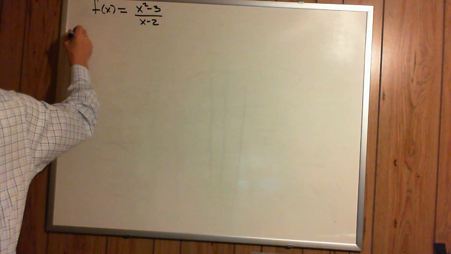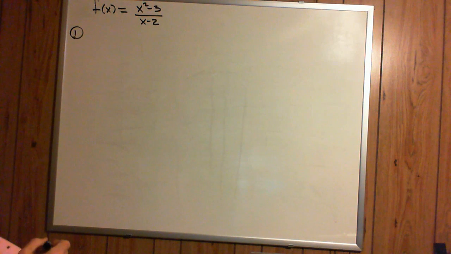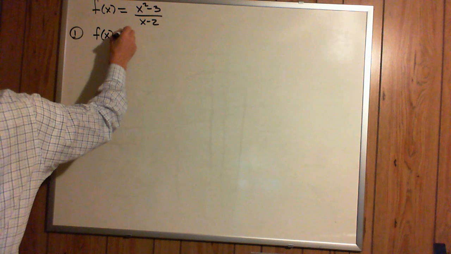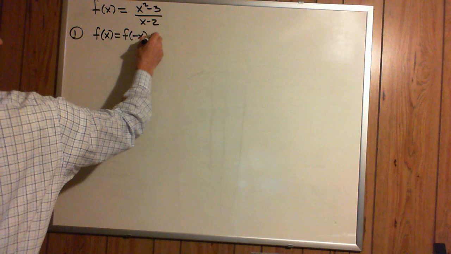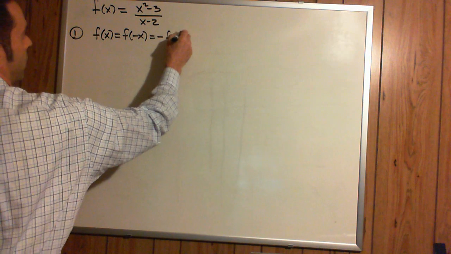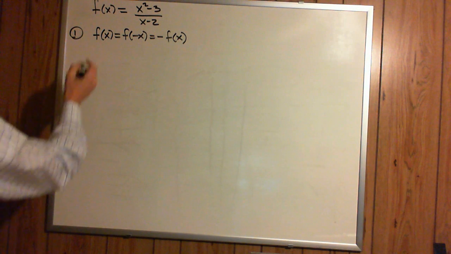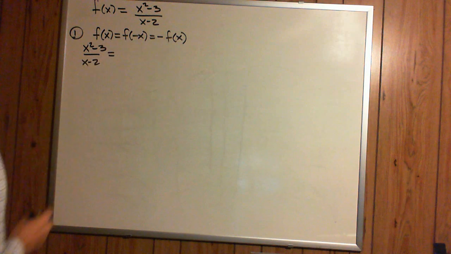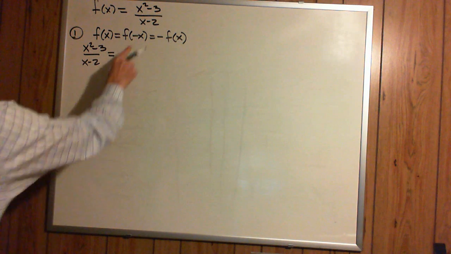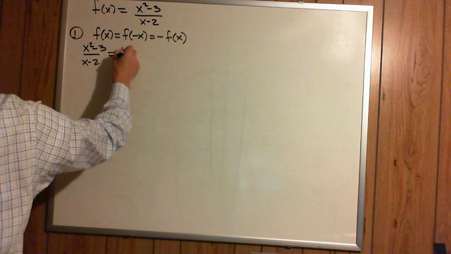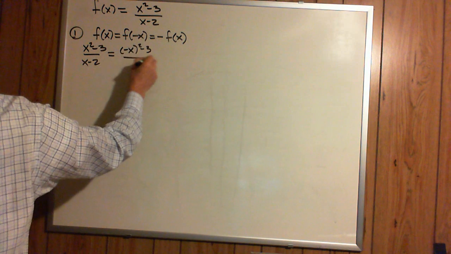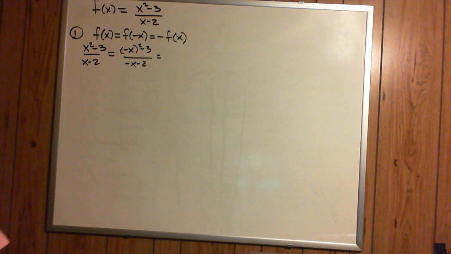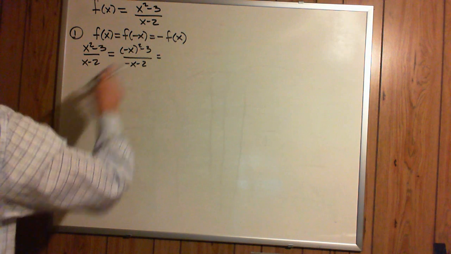So the first thing we want to consider is if the graph has any kind of symmetry. The test is, how does f of x compare to f of negative x? And how does that compare to negative f of x? So the function is (x squared minus 3) over (x minus 2). That is the function itself. Now if I replace x with negative x, I would have (negative x squared minus 3) all over (negative x minus 2). And I want to compare that to negative times the function f of x.